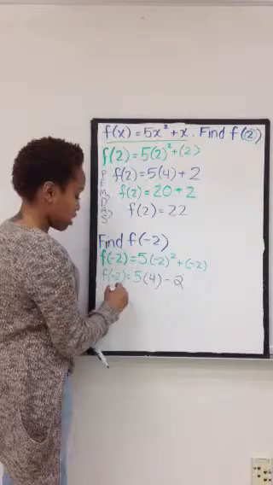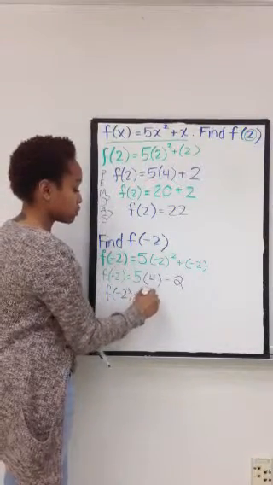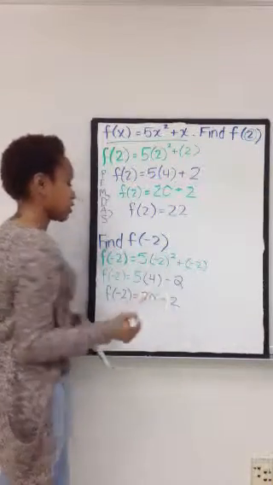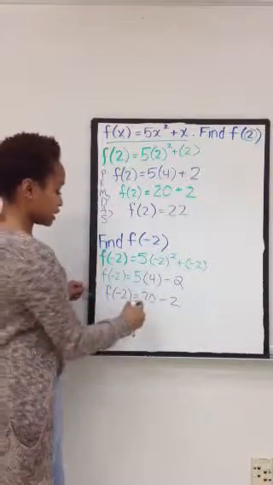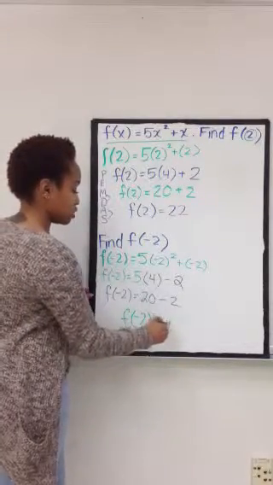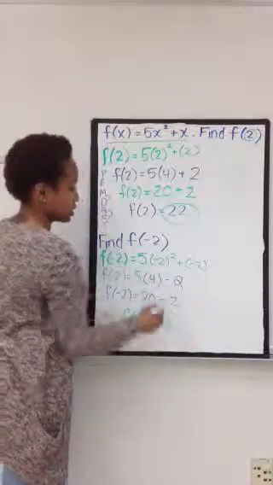So f of negative 2 is equal to 20 because 4 times 5 is 20, minus 2, okay? So our final answer is f of negative 2 is equal to 18. That was our first answer, and this is our second answer.